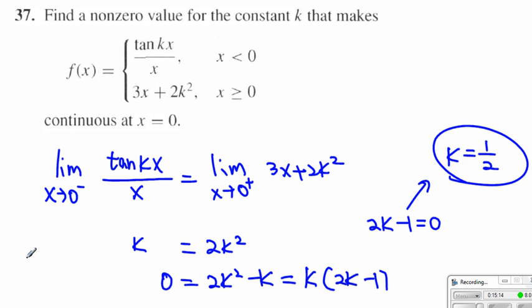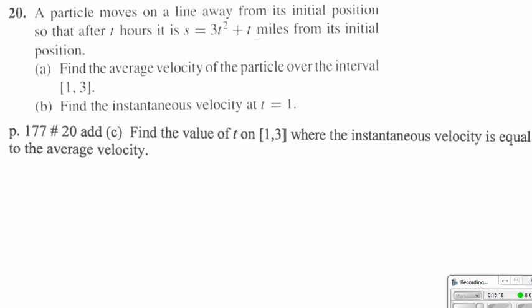All right, let us move on to the next question. All right, so we have a particle that moves on a line away from its initial position, so this is s equals 3t squared plus t. That's the position function. Now find the average velocity. How do you find the average velocity? That's simply the equation of a slope.